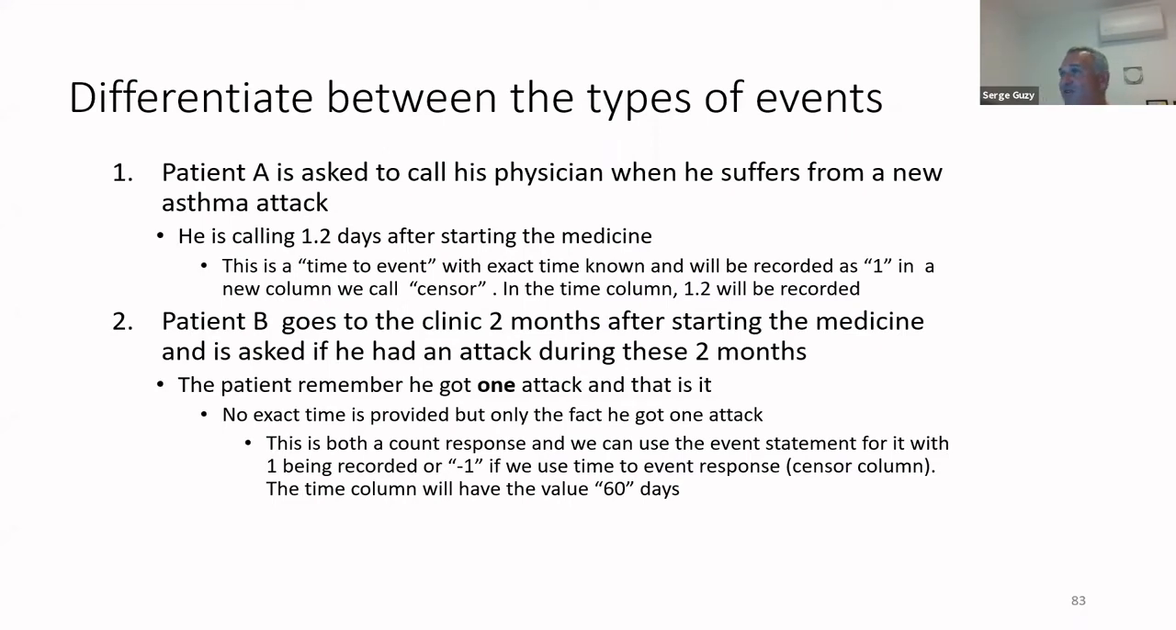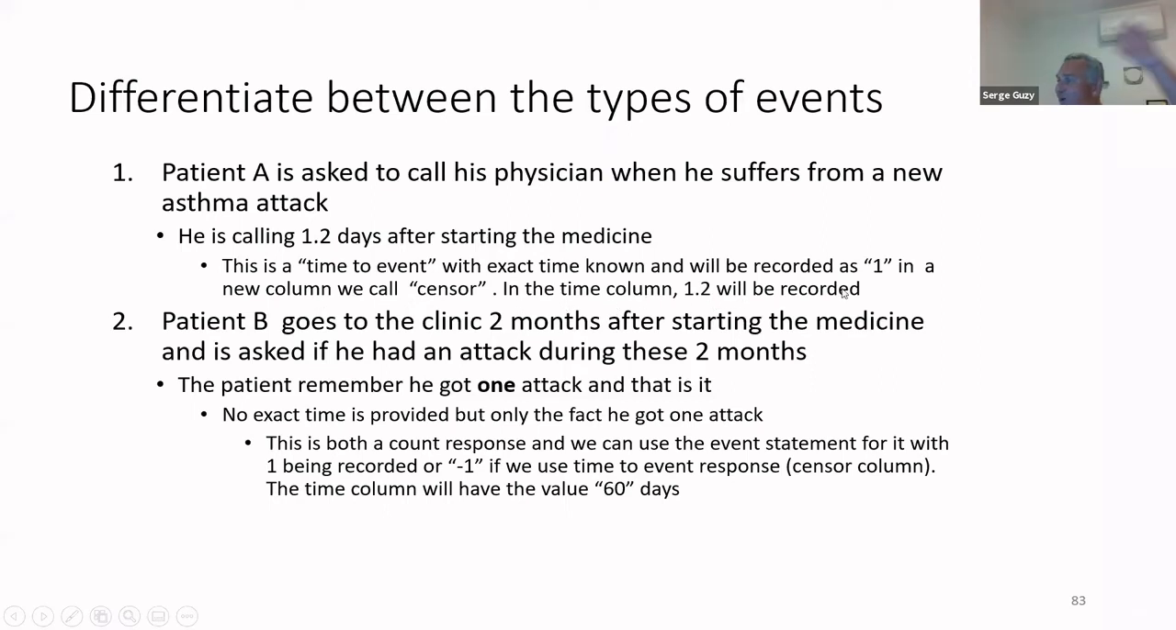Then here, how to differentiate between the types of event. I already did that for you. Patient A is asked to call the physician when he suffers from a new asthma attack. He's calling 1.2 days after starting the medicine. This is a time to event with exact time known, and we'll record it as a 1 in a new column we call censor. In the time column, 1.2 will be recorded.